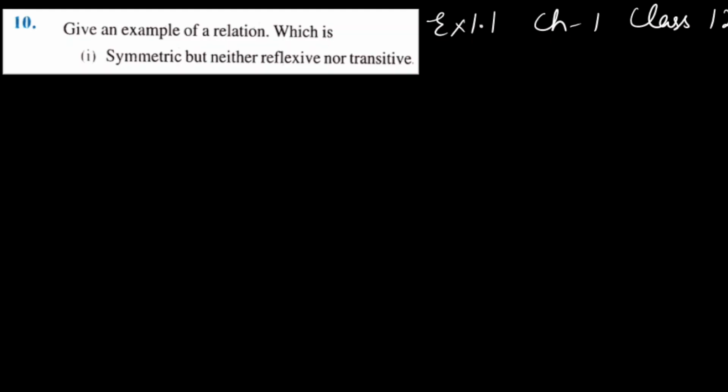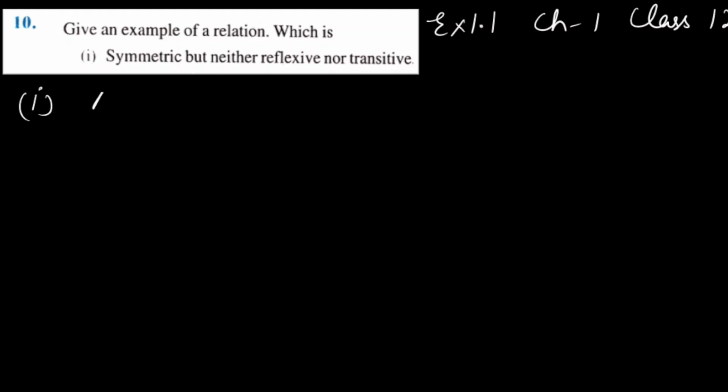So let's start now. In this question we have to give examples of a few relations. This question has 5 subparts, so let's start from part 1. In part 1, we have to give an example of a relation which is symmetric but neither reflexive nor transitive.